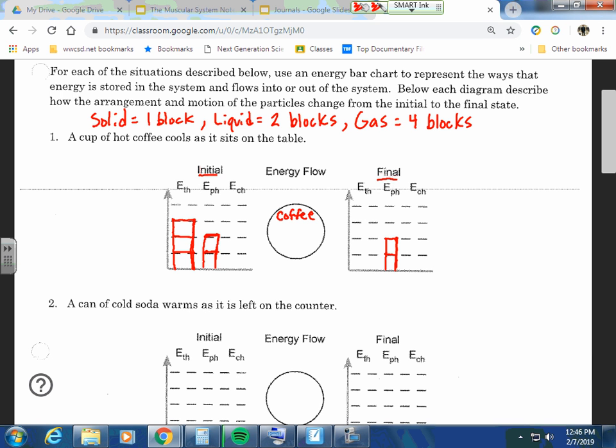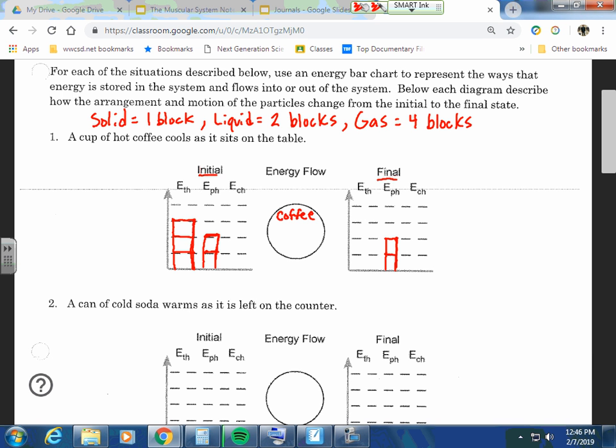I could have done 4. I could have done 2. I could have even done 1, I guess. All right, so then it's going to cool down. So what's the thermal energy at the end going to be like? You said 2?